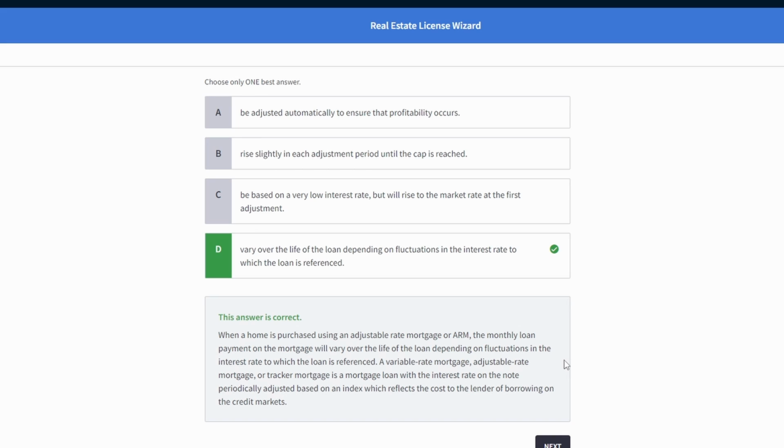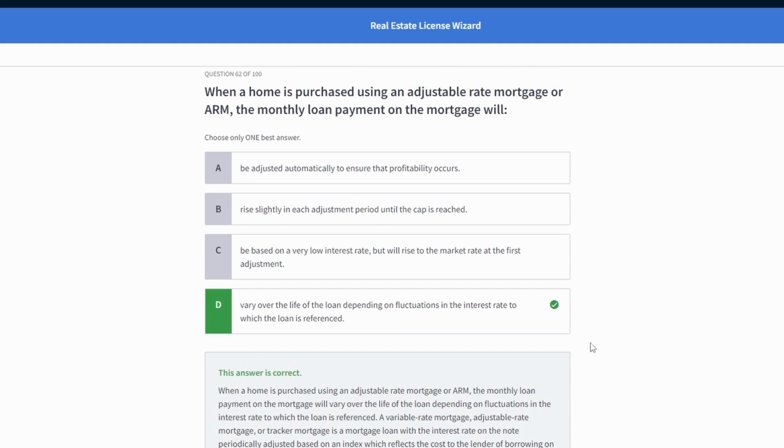So a variable rate mortgage, adjustable rate mortgage, or tracker mortgage is a mortgage loan with the interest rate on the note periodically adjusted based on an index which reflects the cost to the lender of borrowing on the credit markets. So pretty much, if you ever see adjustable rate mortgages or any question that pertains to that on the exam, you just need to remember that it's not your standard mortgage.